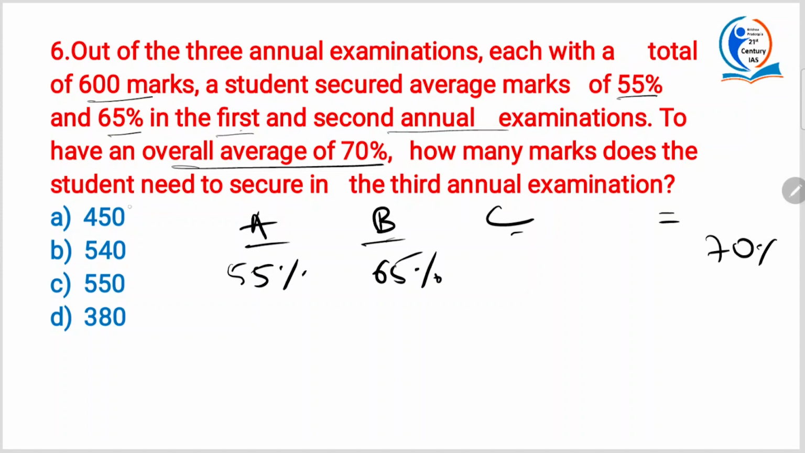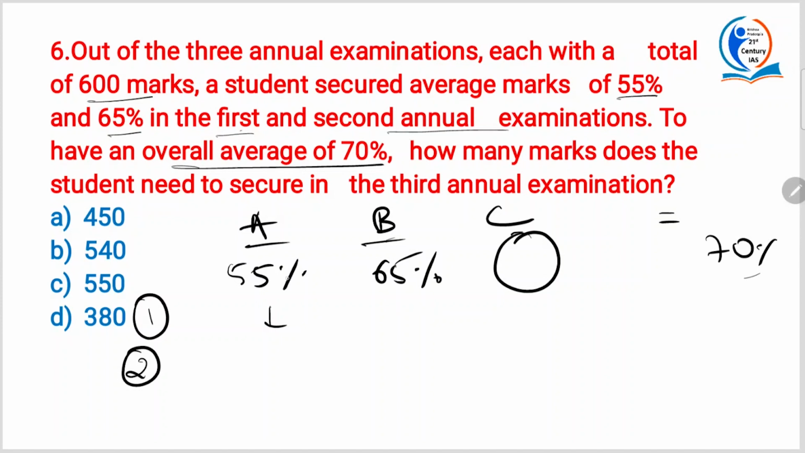How many marks does the student need to secure in the third annual examination? Now, one method is the direct calculation method. Like you will calculate what is 55% of 600, 65% of 600 plus x% of 600 is equal to 70% of 600, and then you will try to find out the marks. Something like that. But directly with percentages also you can do, instead of doing all that.